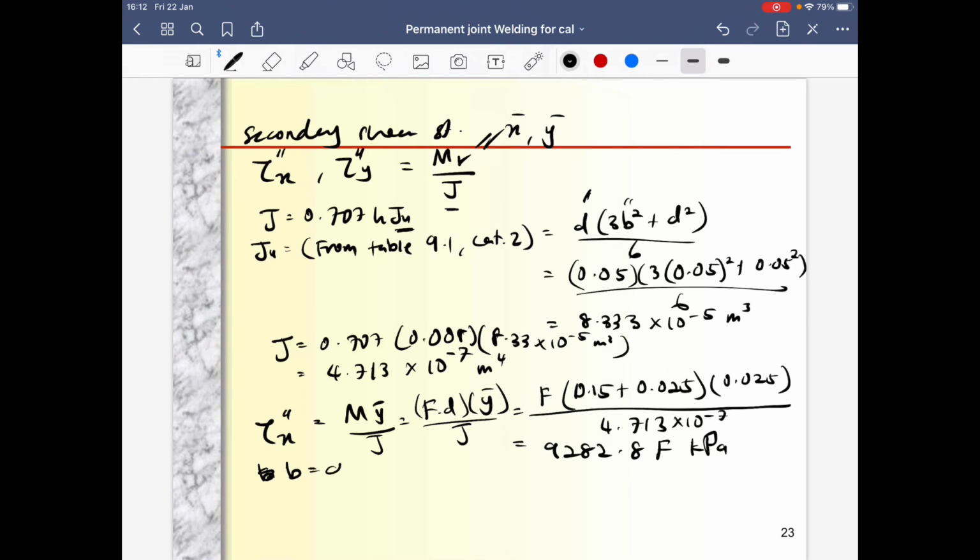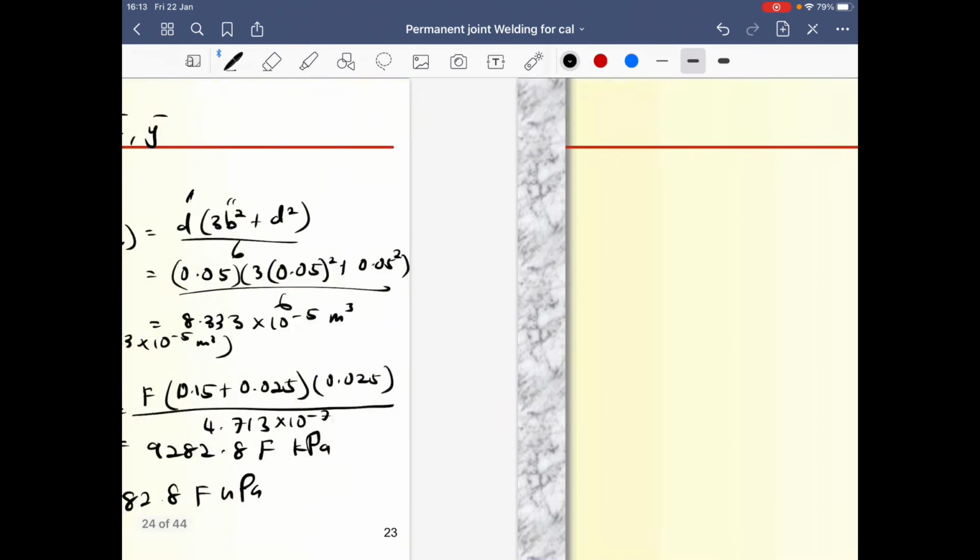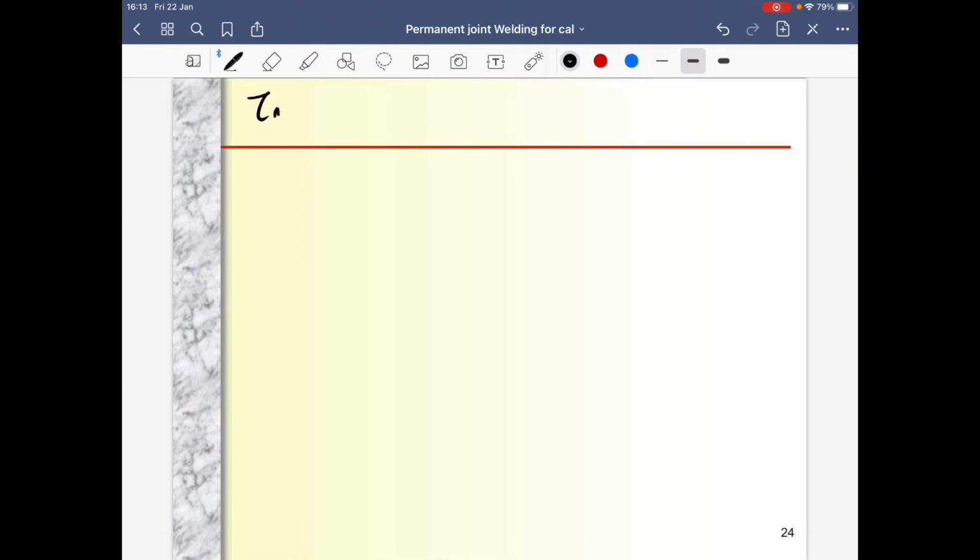Because b equal to d, then x bar equal to y bar, right? That means whenever you insert tau double prime for y, moment times the x bar over J. J is the same, M is the same, x is the same, meaning tau double prime y also gets the same value, 9282.8 F kPa.